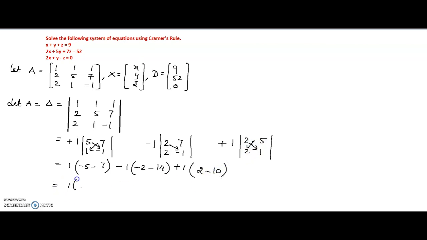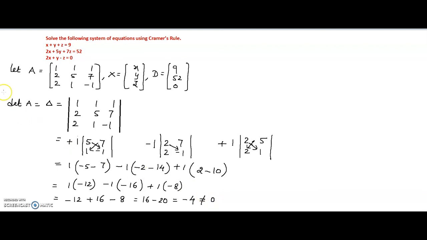So 1 into minus 5 minus 7 is minus 12. Minus 2 minus 14 is minus 16. 2 minus 10 is minus 8. So 1 into minus 12 is minus 12. Minus 1 into minus 16 is plus 16. 1 into minus 8 is minus 8. So we have 16 minus 12 minus 8, which is minus 4. So minus 4 is not equal to 0.